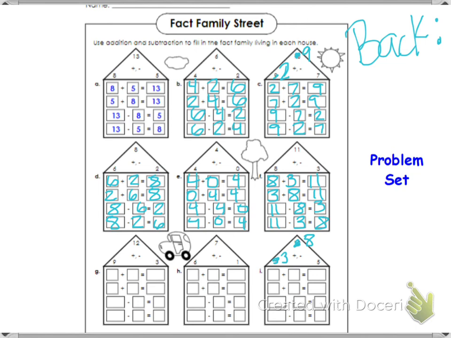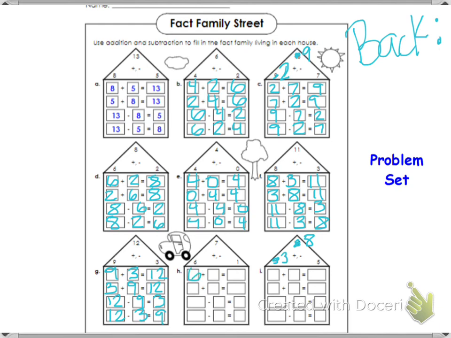So look at this one. 9 plus 3 equals 12. Remember, you're checking your work. 3 plus 9 equals 12. 12 minus 9 equals 3. And 12 minus 3 equals 9.